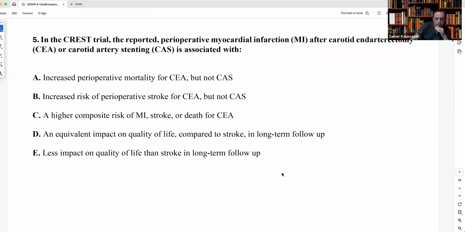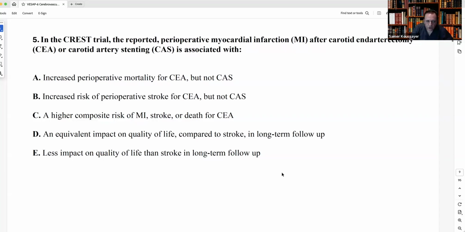All right. First thing, my advice, guys: when you go to the exam, you have to read the CREST trial. It's very, very important. They compared transfemoral stenting versus surgery. There are a lot of trials, but this is one of the largest trials, you know.